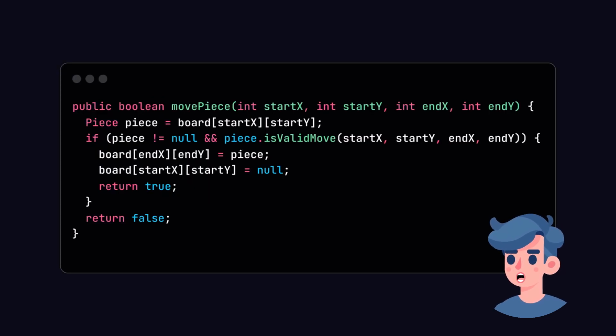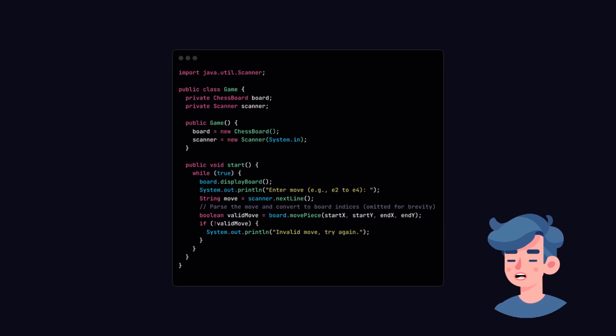Let's implement the moving logic next. We will create a method that allows a piece to move given the starting and ending coordinates. Now, let's set up a simple game loop where players can input their moves. We'll create a game class to handle the game logic.